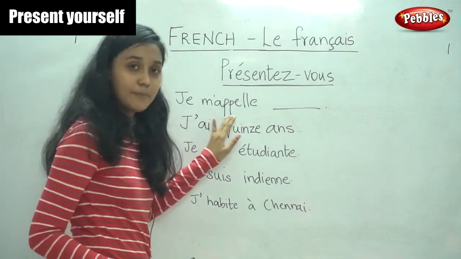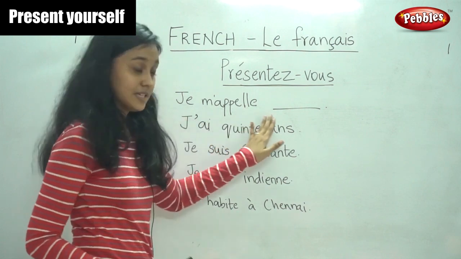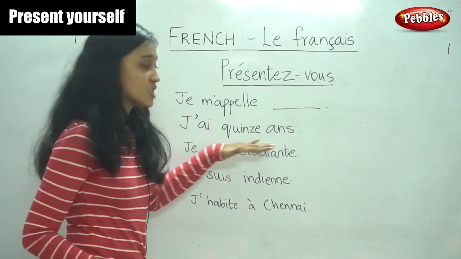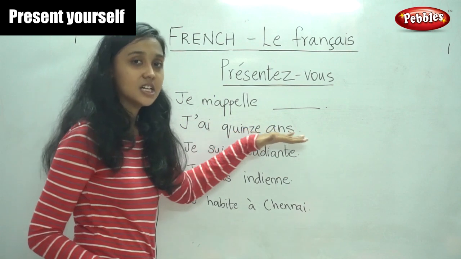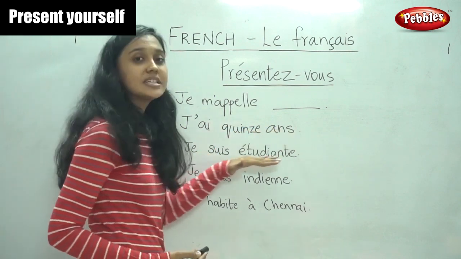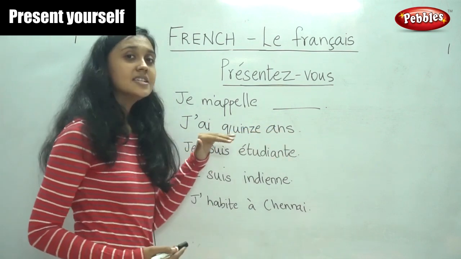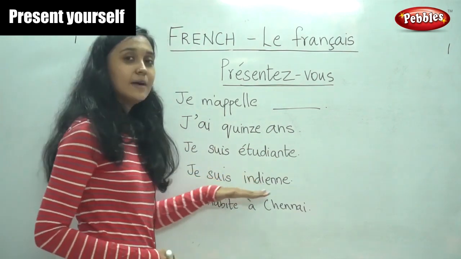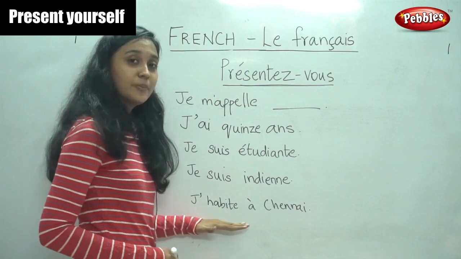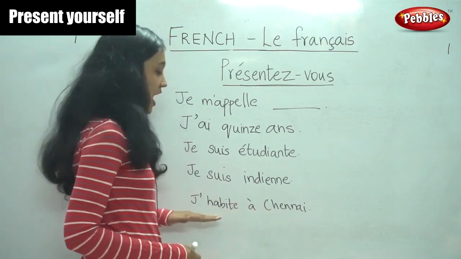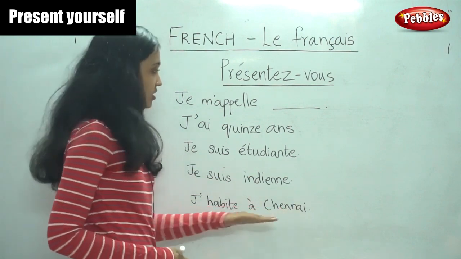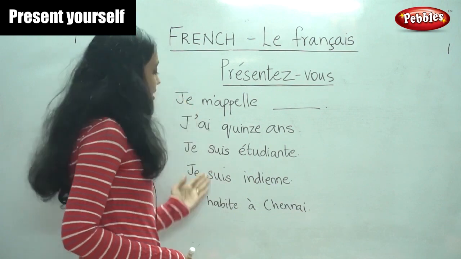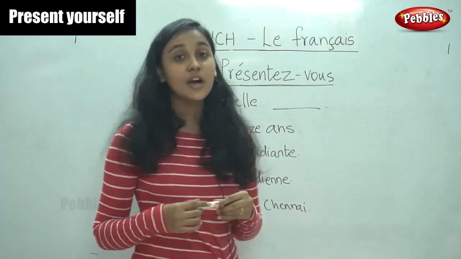So, je m'appelle. My name is. J'ai 15 ans. I am 15 years old. Je suis étudiant. I am a student. Je suis indien. I am Indian. J'habite à Chennai. I live in Chennai. So, you can also write more sentences from what you have learned.